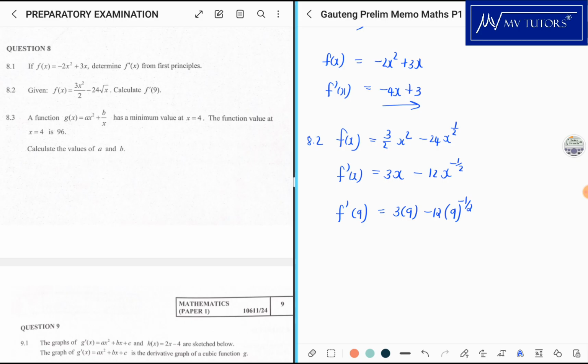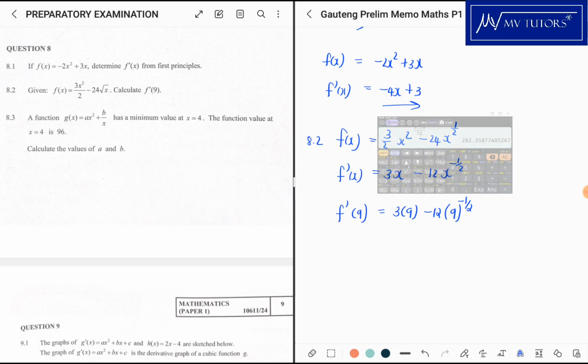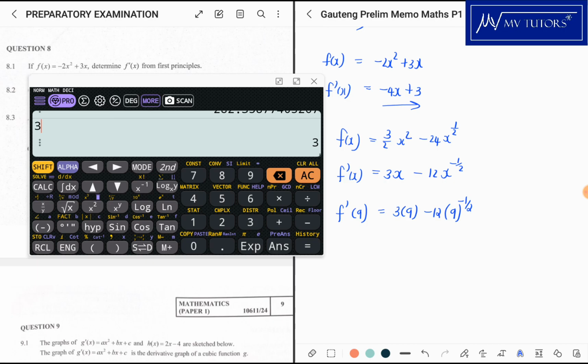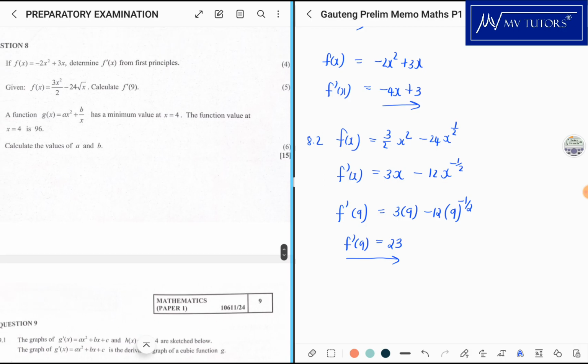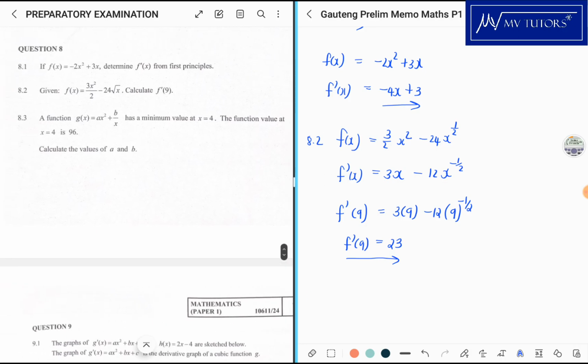Okay, and then I'm going to deploy the calculator and work out what the answer is. So I have 9 to the power negative a half. All right, so the answer is 23. Cool, and that is 5 marks. Okay, and then we have 8.3.